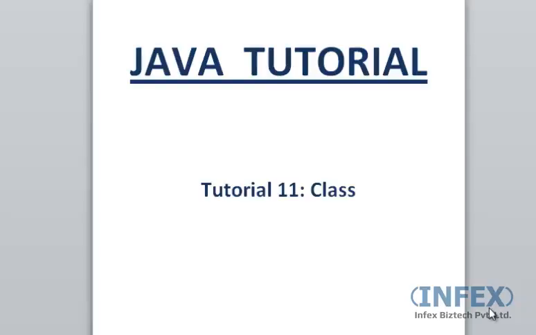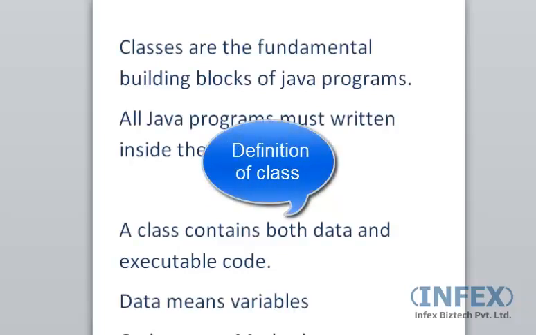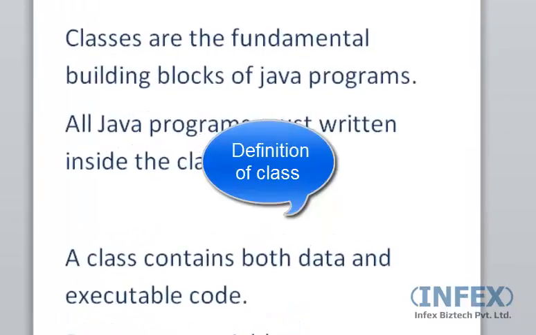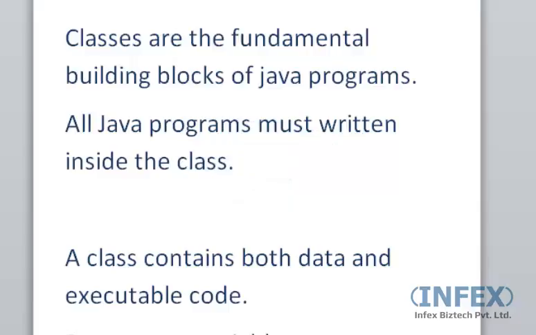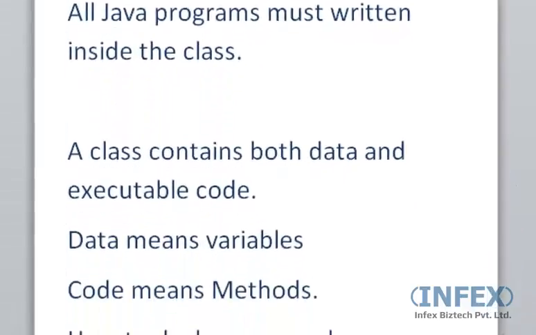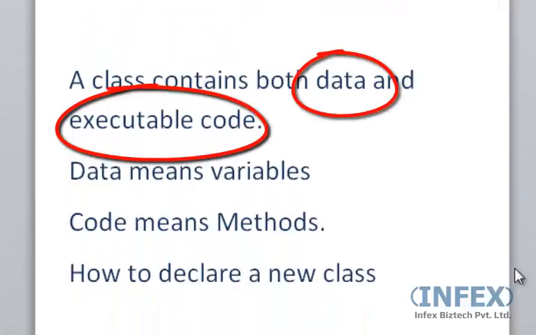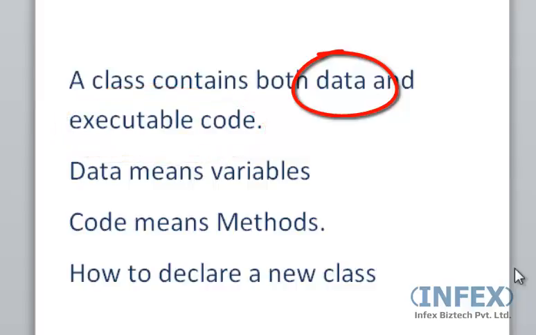In this tutorial, we are going to discuss the class, which is an important part of the object-oriented programming language. Let's go through the definition. Classes are the fundamental building blocks of Java programs. All Java programs must be written inside a class. A class contains both data and executable code. Here, data means variables and code means methods.